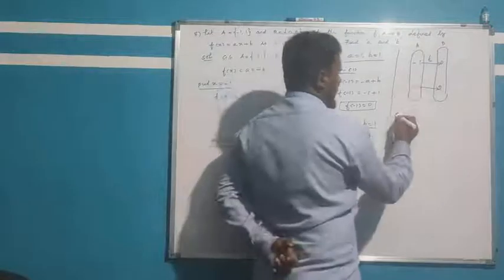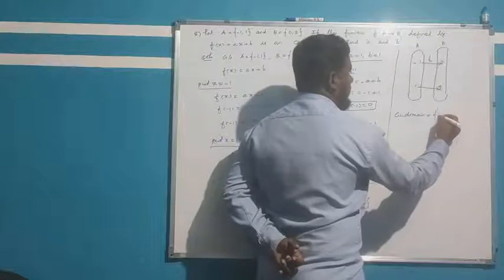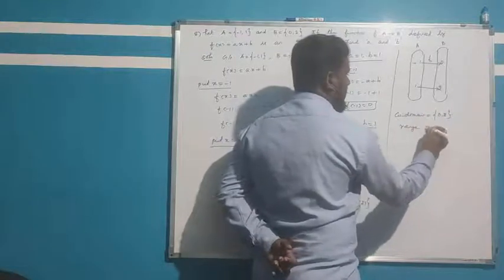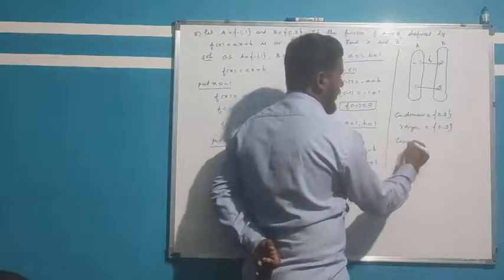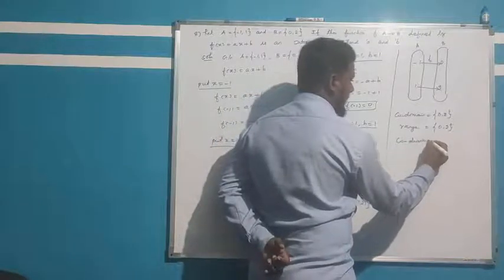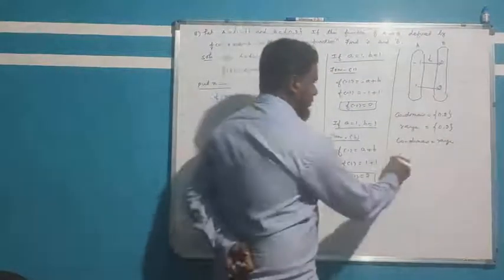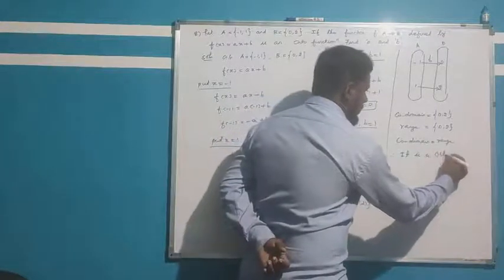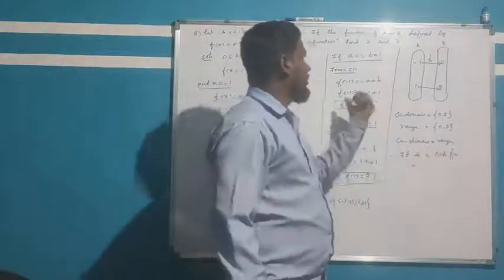Here we have to find whether it is onto or not. What is the codomain? Codomain is {0, 2}. What is the range? Range is also {0, 2}. So codomain equals range. Therefore it is an onto function. So we proved onto function.